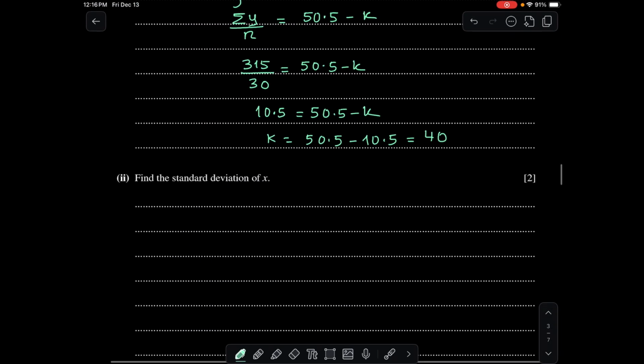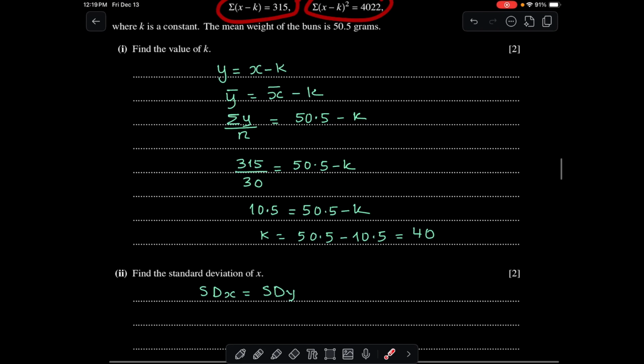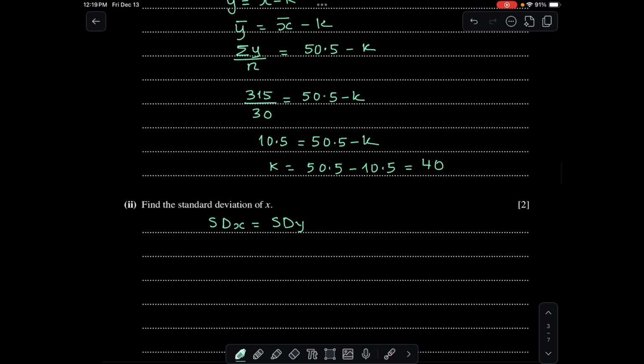Part 2, we need to find the standard deviation of x. Now before we go on to finding the standard deviation of x, you have to remember that standard deviation of x is the same as standard deviation of y. And to find standard deviation, we would need the sum of x squared, but as you can see, we have sum of y and sum of y squared. So I'm going to use sum of y and sum of y squared and find the standard deviation of y.